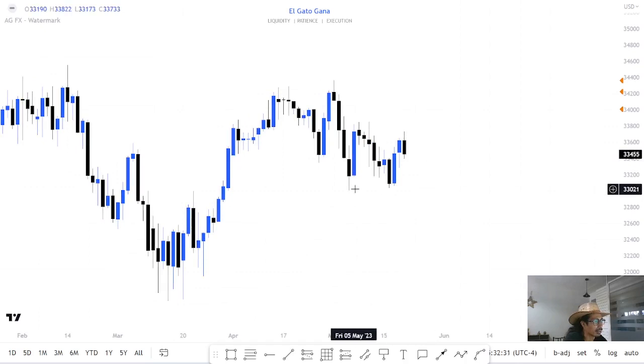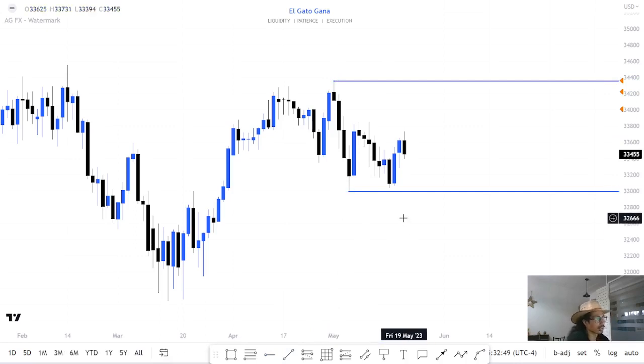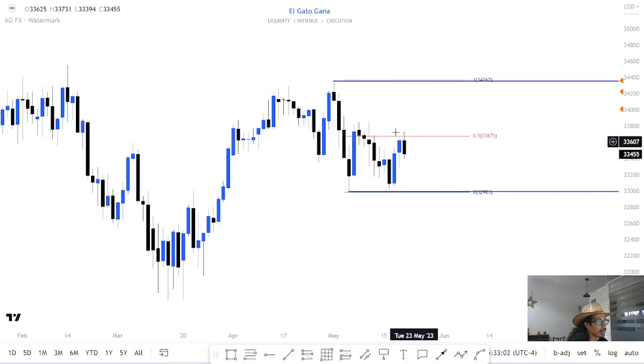This is a low, this is a low, this is a high, and this is a high. So we're gonna take this high and this high, right? Or low. So we got this high there, and we got this low here. So just looking at it from this perspective, you can already see that we're below the equilibrium, right? So we're gonna go ahead and mark that out. Price is underneath the 50%, right? So we are in the bearish order flow right now.